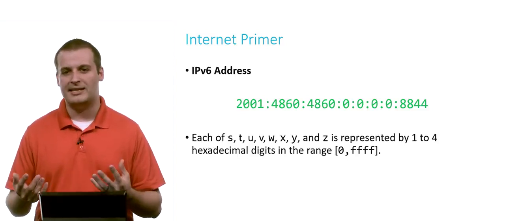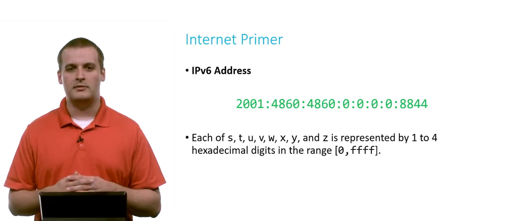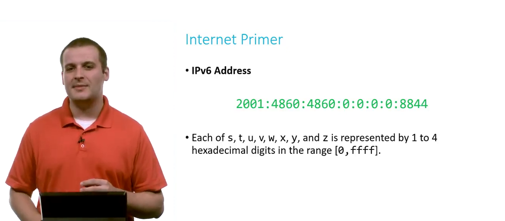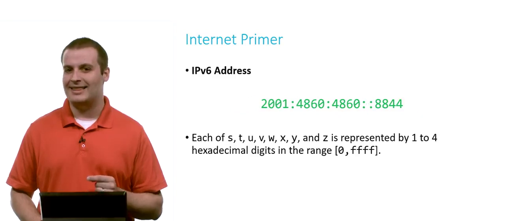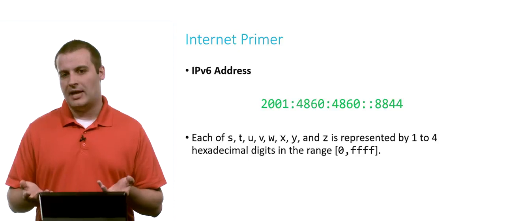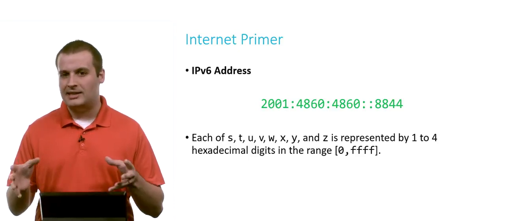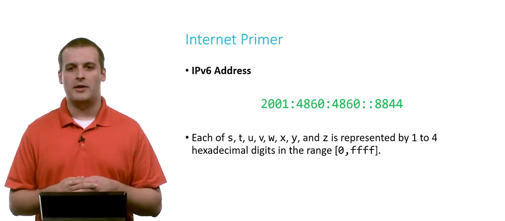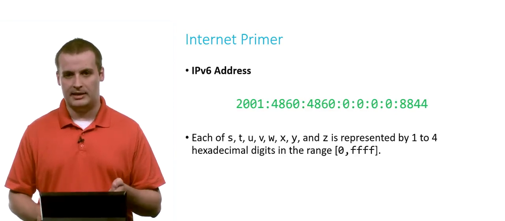If you're reading this out loud, it's 2001, 4860, 4860, 0000, 8844. It's kind of a lot, right? So if you see a bunch of zeros, you might sometimes see an IPv6 address like this, where they omit the zeros and use a double colon instead. This is OK, though, because we know that there are supposed to be 8 distinct chunks. And so by implication, we see 4. So we know that there must be 4 sets of zeros like this that fill it in.